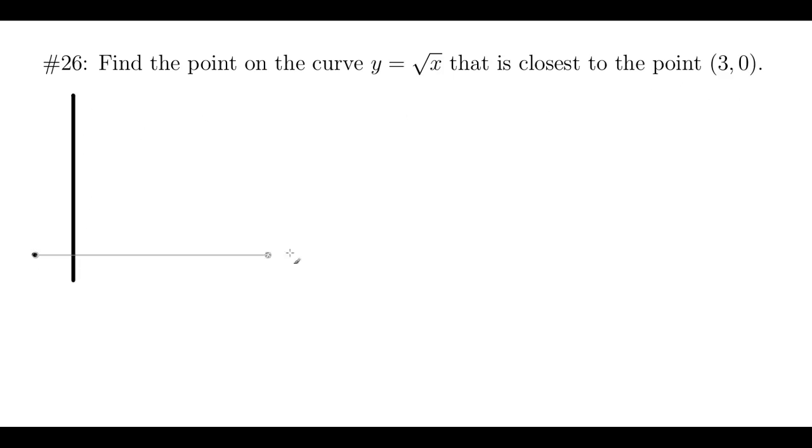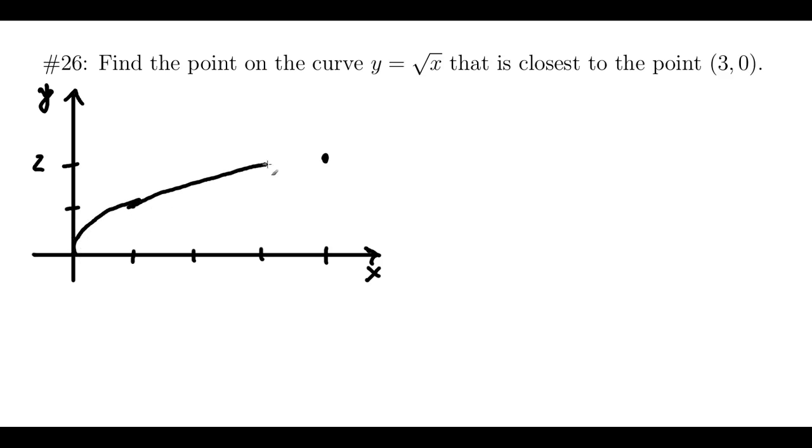So just to get a rough sense of what this looks like, we're in the xy plane. If we consider 1, 2, 3, 4, so we'd have (4, 2), (1, 1), (0, 0), and you're going to have a parabola coming through here. The point (3, 0) is located right here, at 3. And we're trying to find the point on the curve y equals the square root of x that is closest to this point.